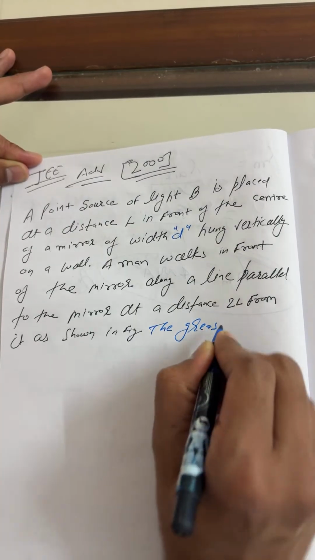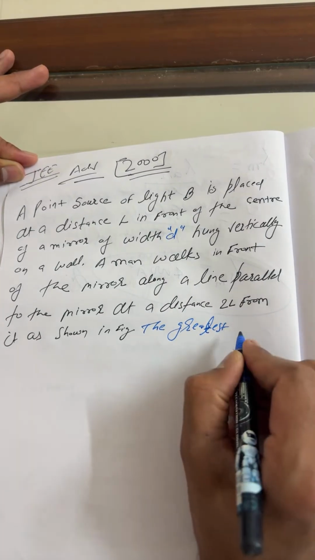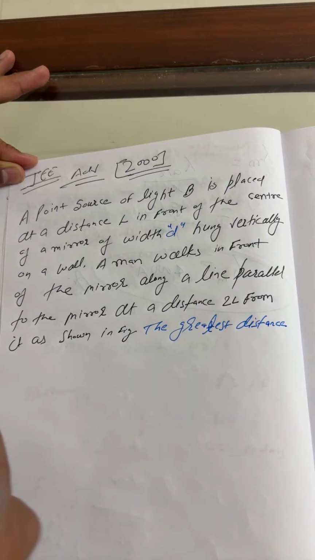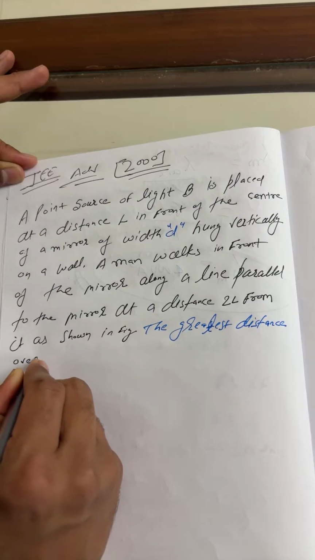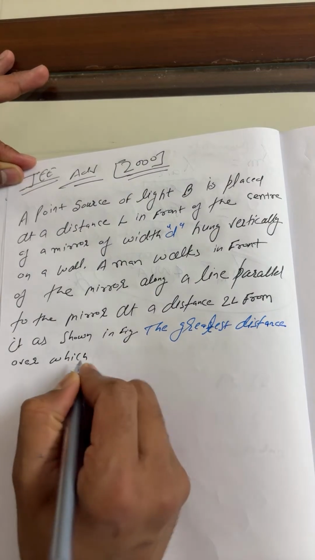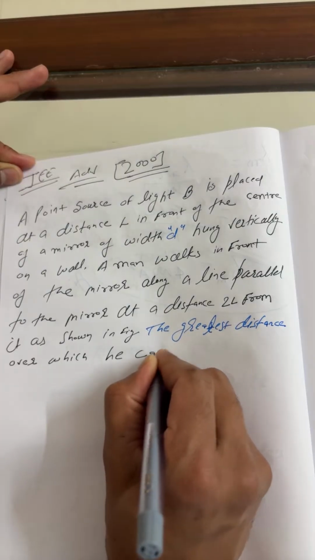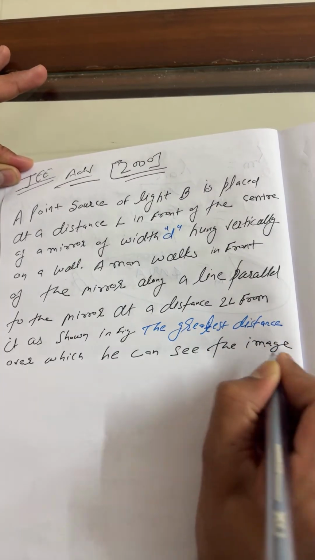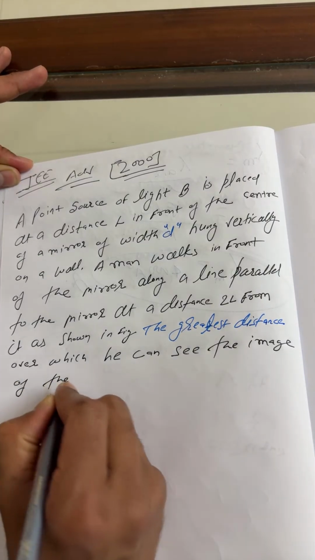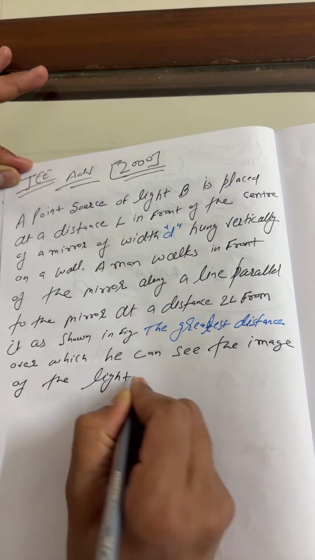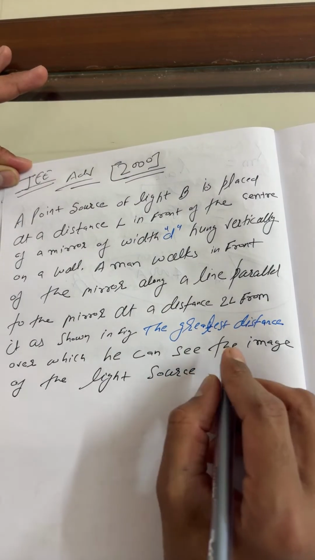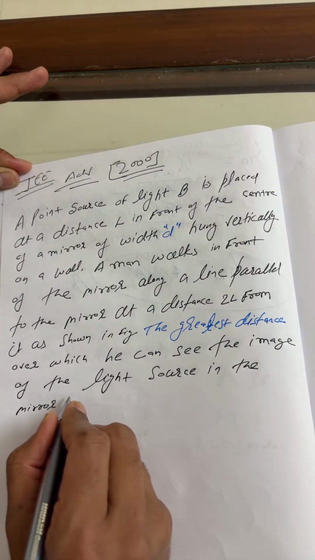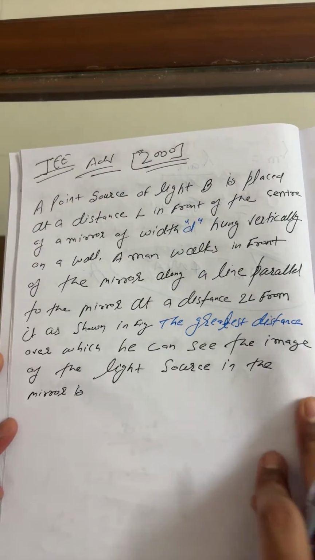The greatest distance over which he can see the image of the light source in the mirror. Okay, beta, this is the statement of this question, my dear.